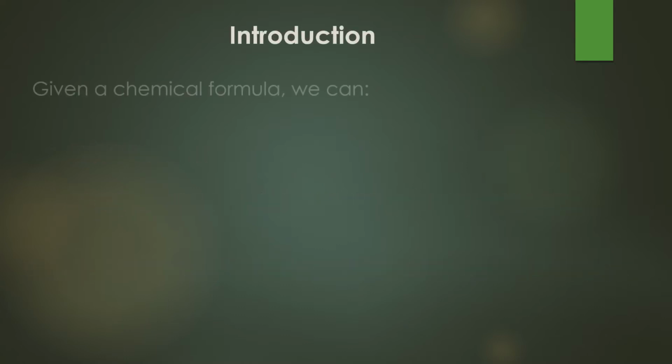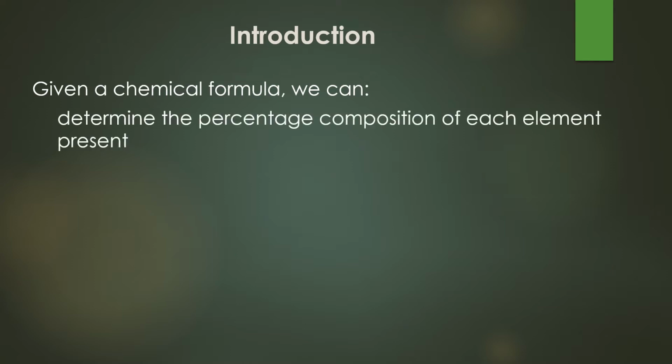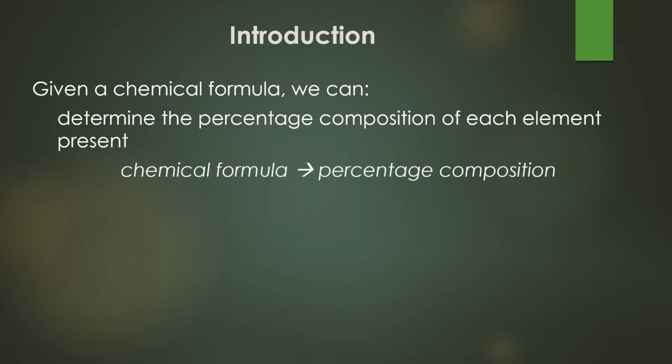So we first look at chemical formulas. When we have a chemical formula, we actually can determine the percentage composition of each element present just by looking at the chemical formula. We go from the formula and we can determine percentage composition. That basically is what percent of each element makes up the total mass of the compound.